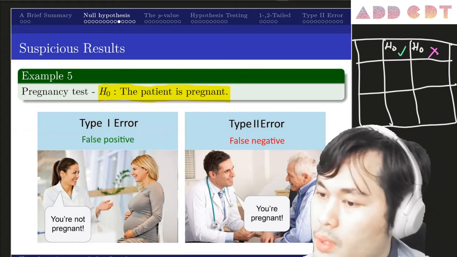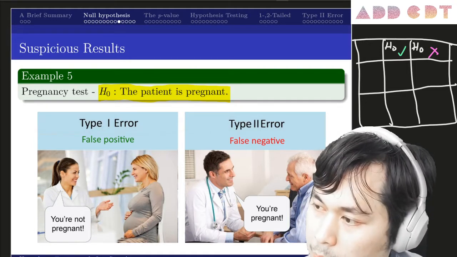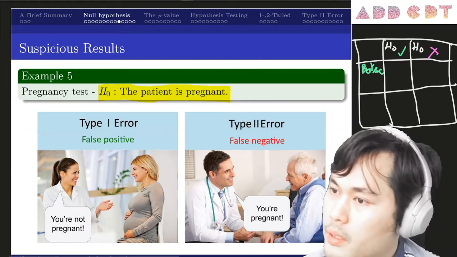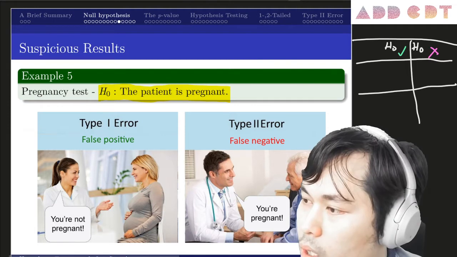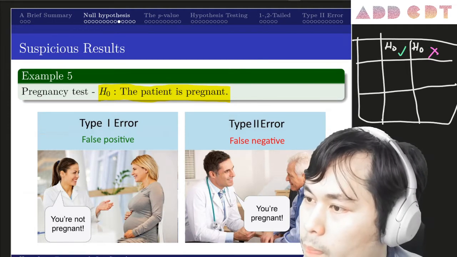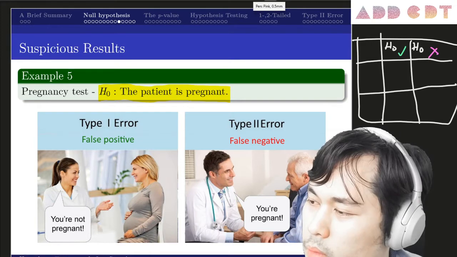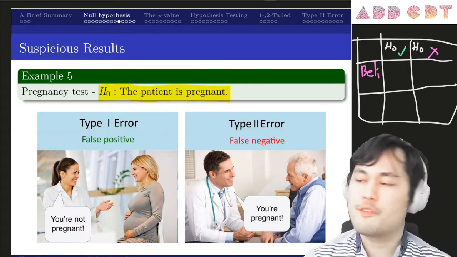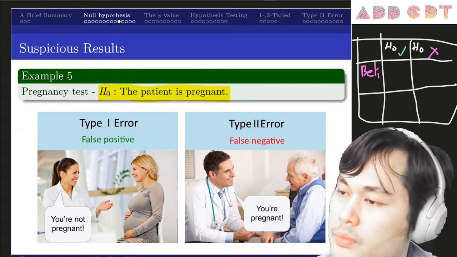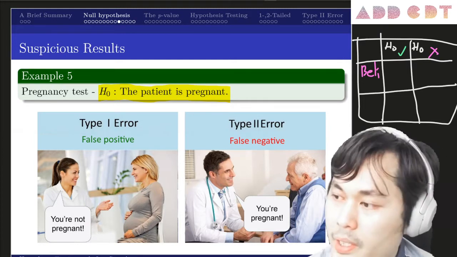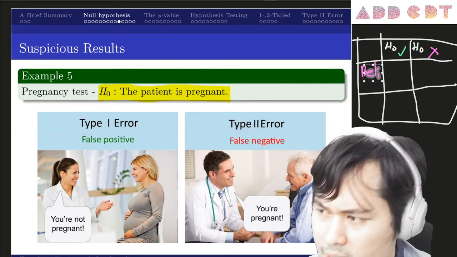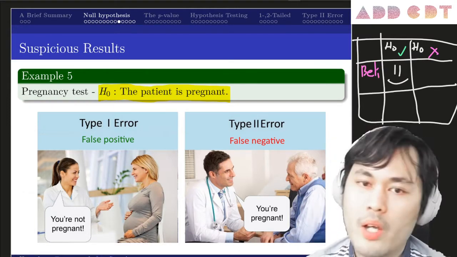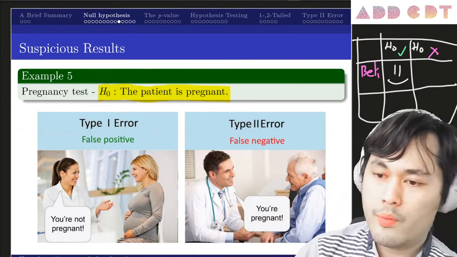We may want to use belief. Let me use just the letter B, belief. We made the belief H0. Right? We believe that the patient is pregnant. If we believe the patient is pregnant and she is actually pregnant, then we are happy with our decision. Right? Because our decision agrees with the actual situation.